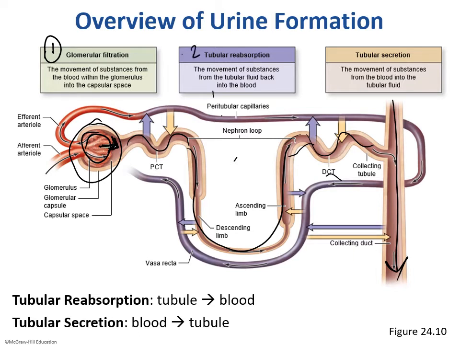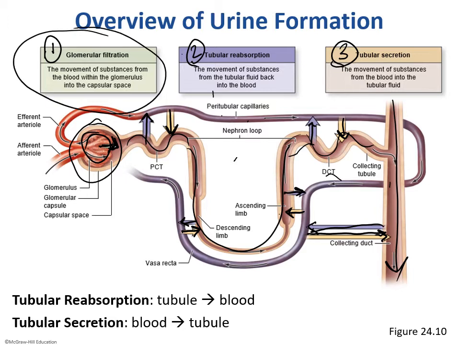Then I see numbers 2 and 3. Number 2 is reabsorption, in purple arrows. We see this all throughout the tubule segments, going from the tubule into the blood in all of these cases, no matter where it is. Then tubular secretion is in yellow. I see this going from the blood into the tubular segment in all cases. This is very important for us to remember. Glomerular filtration only occurs in the renal corpuscle. It does not happen in any of the tubular segments.